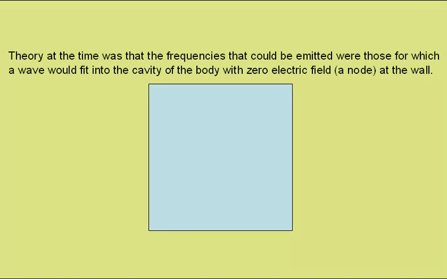The theory at the time was that the frequencies that could be emitted by a black body were those for which a wave would fit into the cavity of the body with zero electric field, a node, at the wall. So, for example, this wave has a node at this wall and a node at this wall. We could have the wave going up like this, starting from the same point and having a node at each wall, or with half the wave it could be orientated like this, with nodes at either wall. These are three modes possible for this particular wavelength, starting at this point in this box.